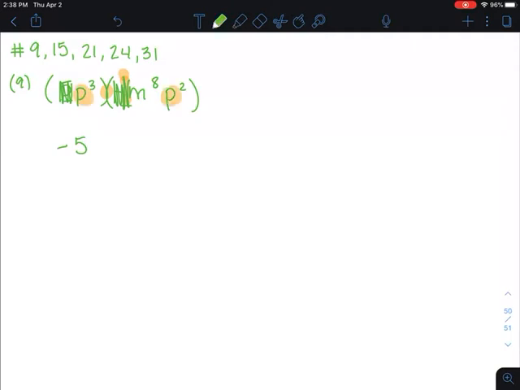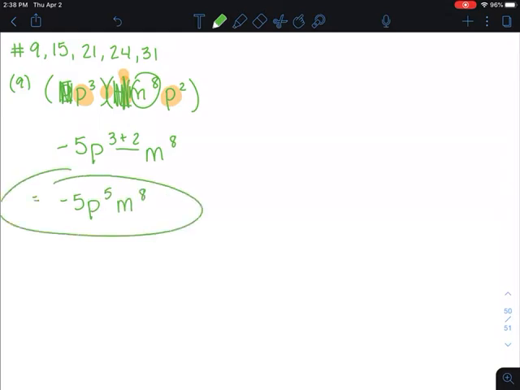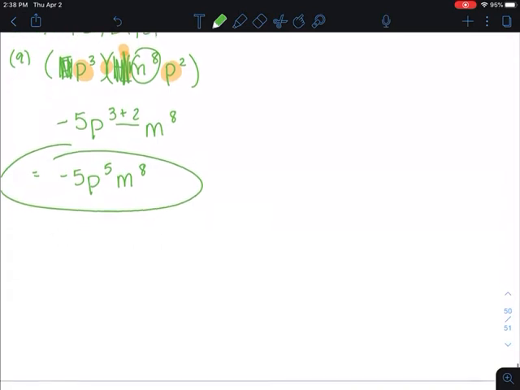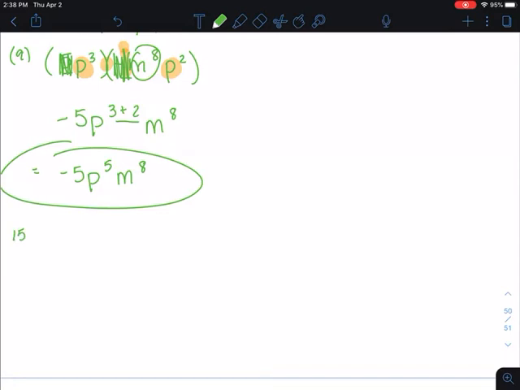Now we're going to combine our exponents that have the same base. So we have two different p's here. So I have p, and I add their exponents, 3 and 2. And then I have an m to the 8th left over. So now I'm going to combine this part. I have negative 5p to the 5th power, m to the 8th power. And that would be your final answer since nothing else can be combined.